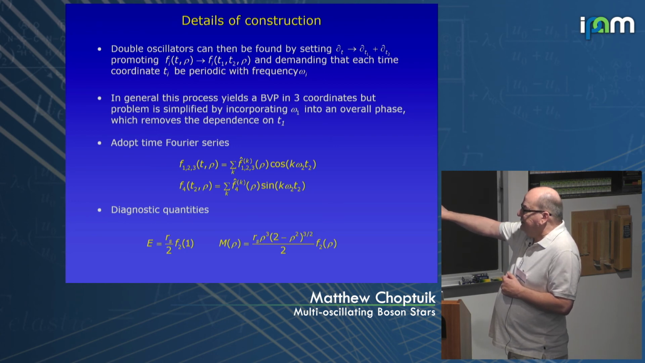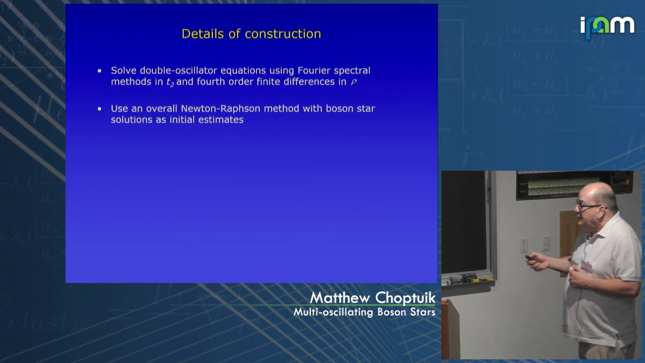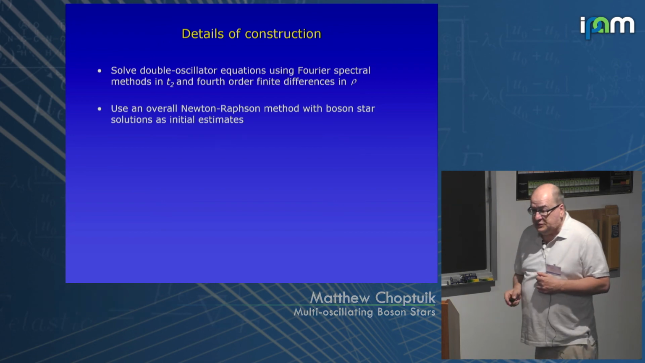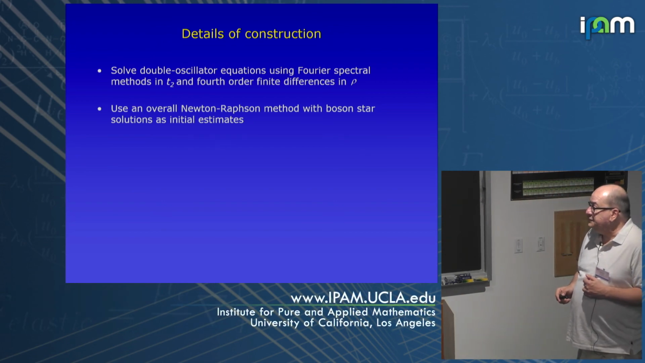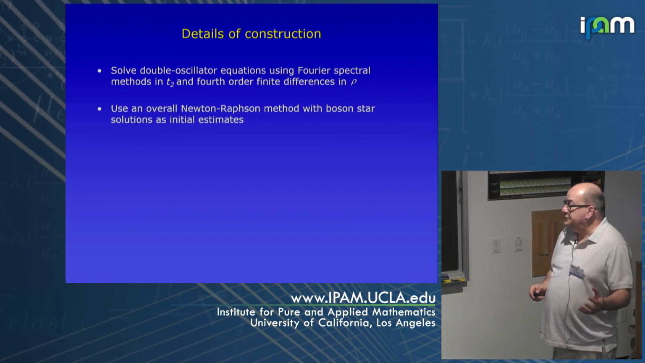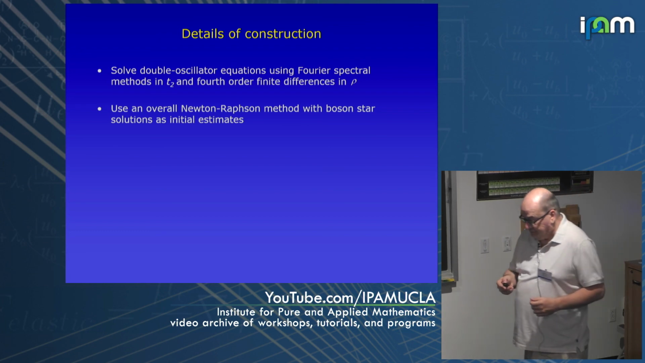The mass aspect is a function of rho. And then we can solve the double oscillator equations using Fourier spatial methods and finite differences in rho. And once we have the perturbative mode, then we use an overall Newton-Raphson method with boson star solutions to provide our initial estimates.